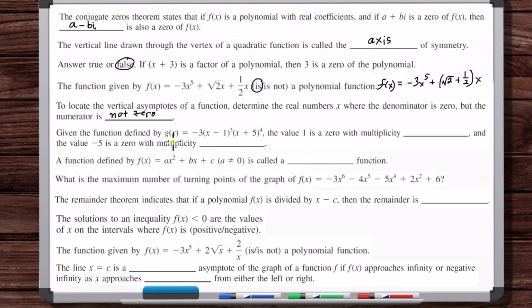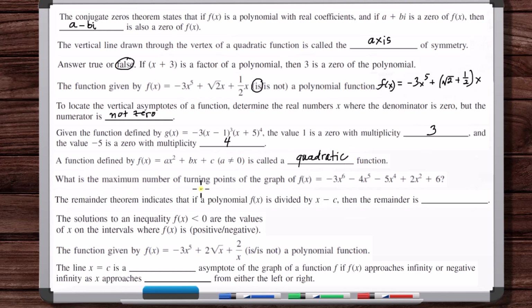Given the function defined by this function here, this looks like a factored polynomial. The value 1 is a 0 with multiplicity 3. And the value minus 5 is a 0 with multiplicity 4. Right? Those are two zeros, and there are the multiplicities. A function defined by this here is called a what function? Okay, that's a quadratic function. A polynomial function of degree 2 is called a quadratic function.